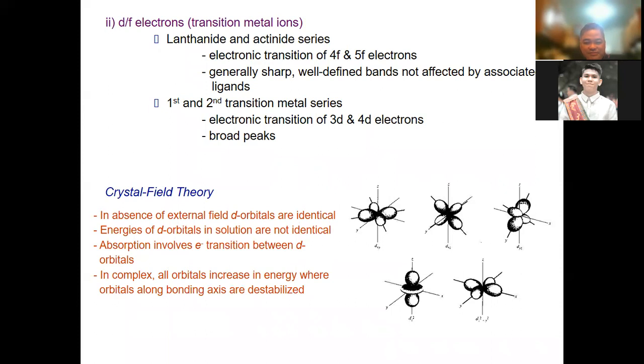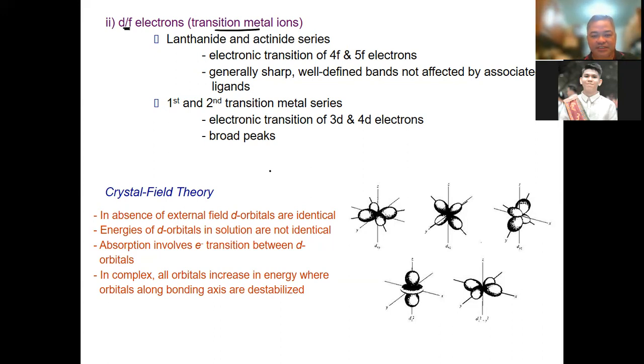The metal. So this is where we have what? The d and the f electrons, because that's the one that contains the transition metal ion. So we have the lanthanide and actinide series, where you have an electronic transition of the 4f and 5f electrons. And this is generally sharp, well-defined bands, not affected by the associated ligand.